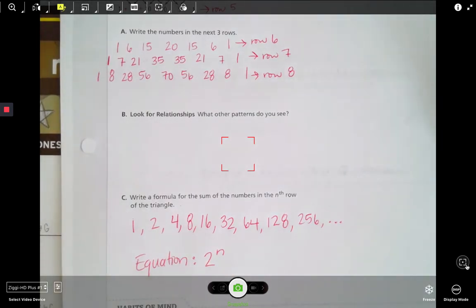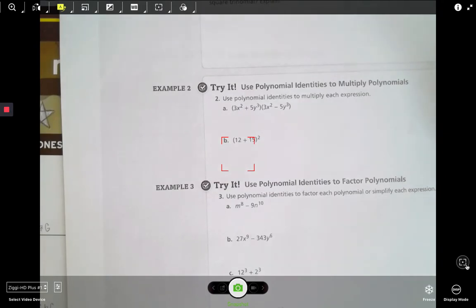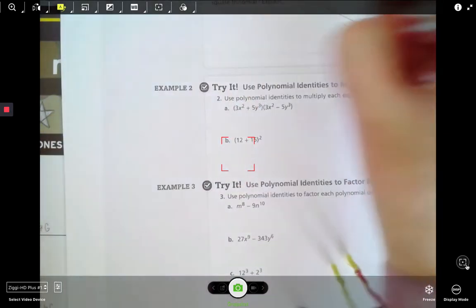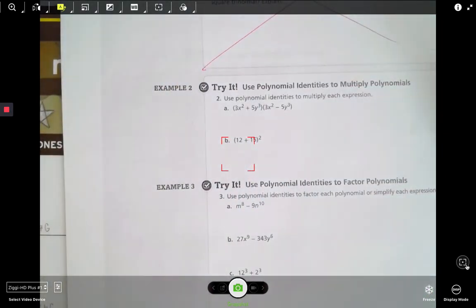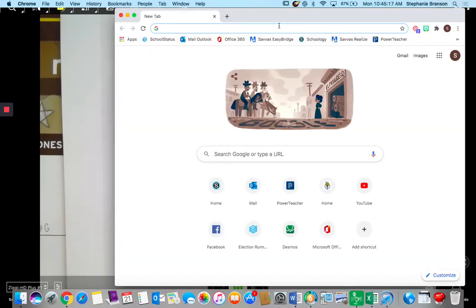Everybody got it for me? Alright, now let's go to our next page. We're going to skip example 1, so I put a big X through it. And then I want you to just kind of see where I'm getting this from. Let me go back to my Schoology.